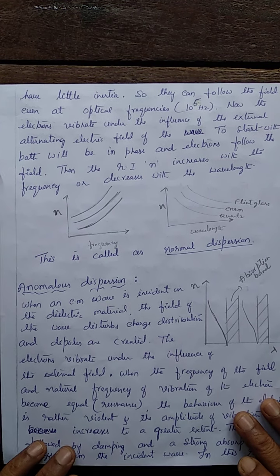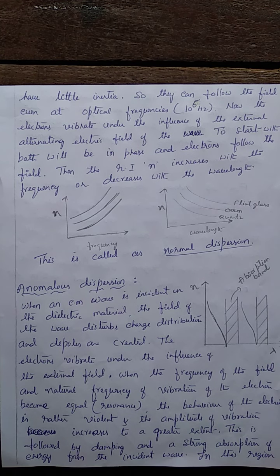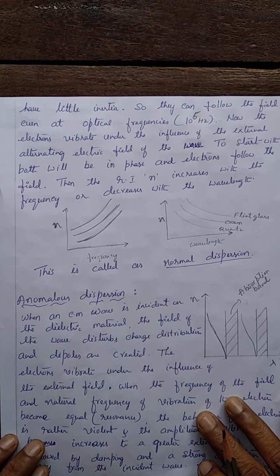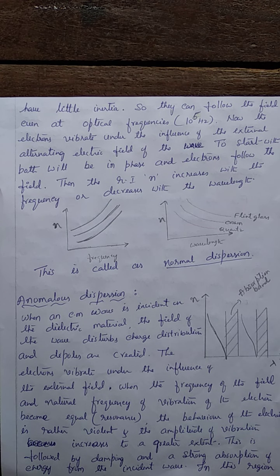The electrons produce the negative charges. In the dipole, the positive and negative charges are separated. The negative charges, electrons, have little inertia, so they follow the incident electric field very easily. Very easily in the sense that they can follow the field even at optical frequencies of the order of 10 power 15 hertz, such a high frequency.